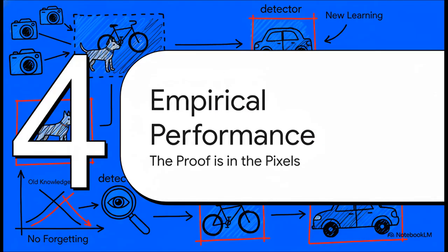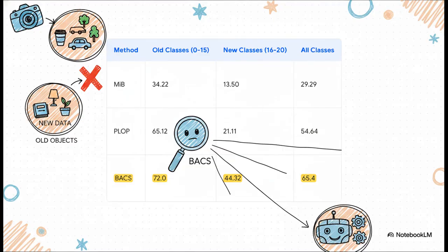Okay, so the theory sounds amazing, right? It's elegant, but the million-dollar question is, does it actually work in practice? Let's look at the numbers. All right, here's the Pascal VOC 15-1 benchmark, which is a seriously tough test. And just look at these numbers. For the old classes, BACS hits 72% mIoU. That's fantastic stability, it's not forgetting.